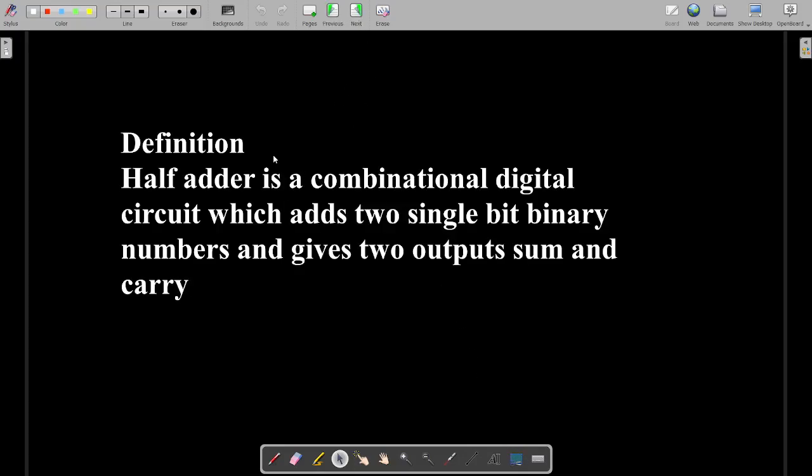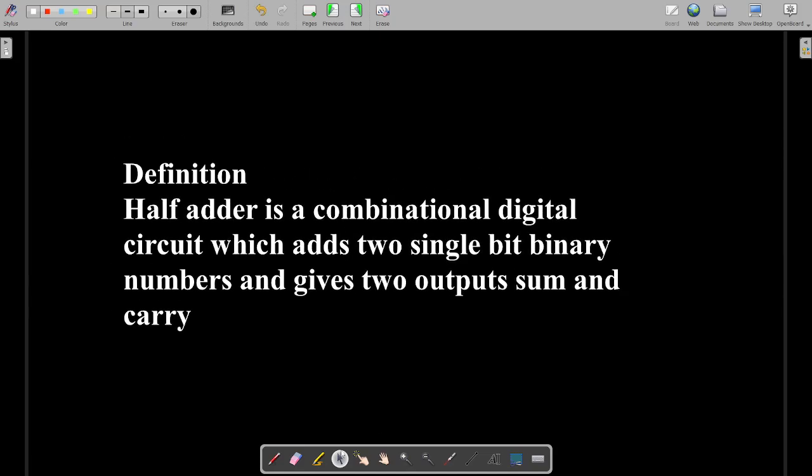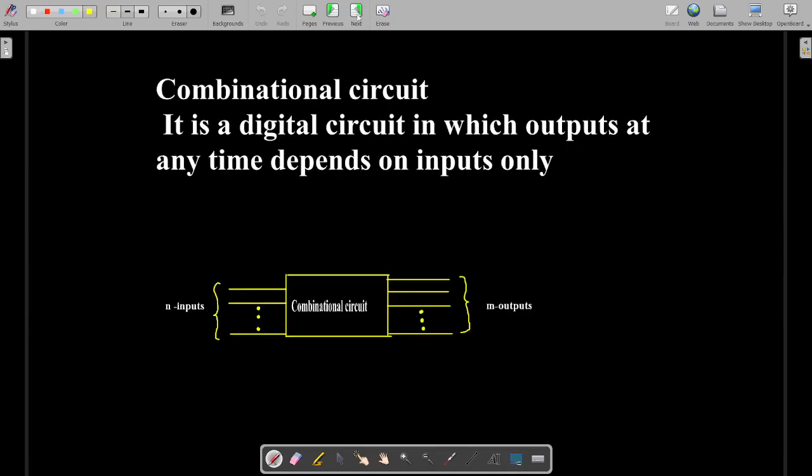So we start with the definition. Half adder is a combinational digital circuit which adds two single-bit binary numbers and gives two outputs, sum and carry. Okay, so you should have the definition of this combinational digital circuit. So what is the meaning of that combinational? That I explain in the next slide.